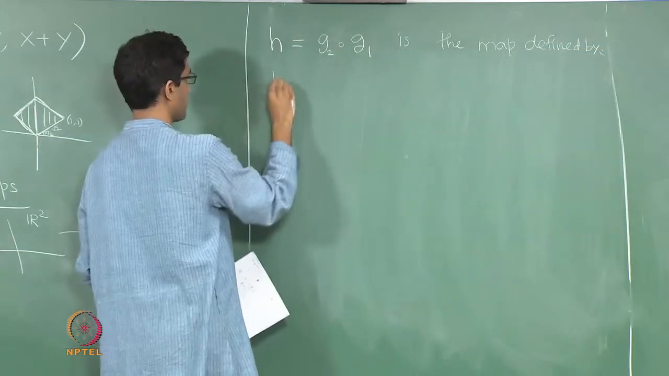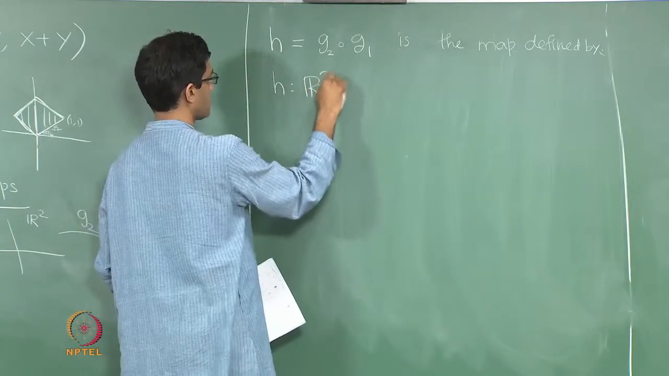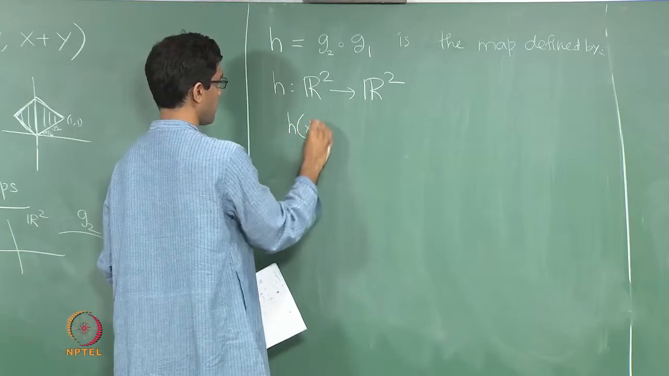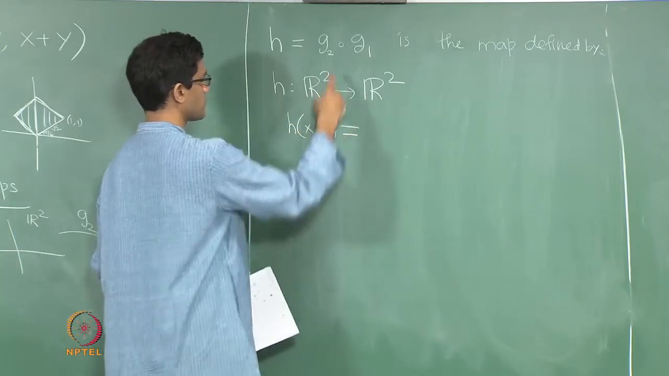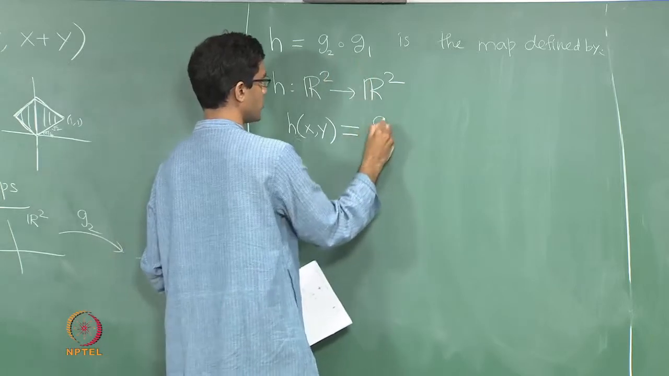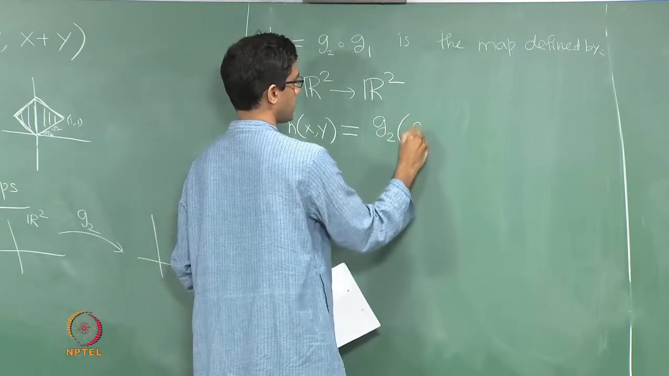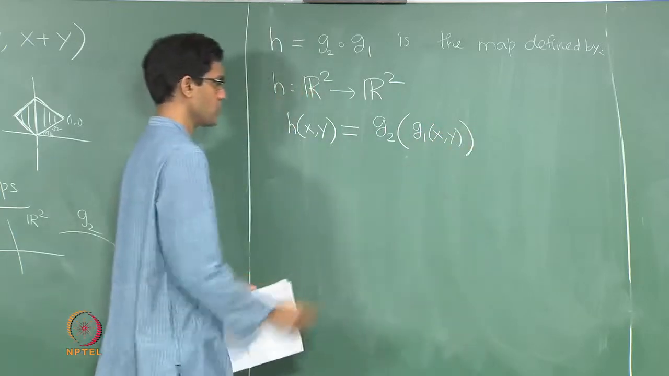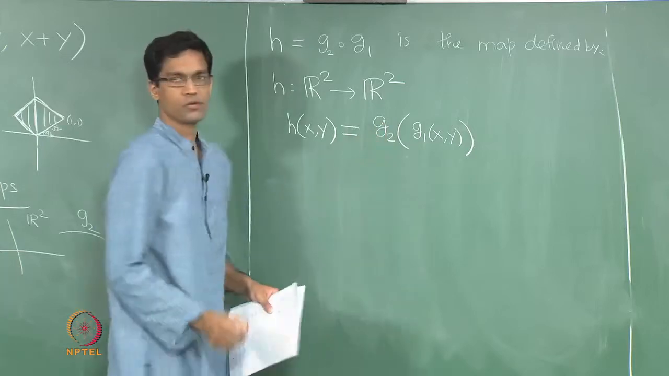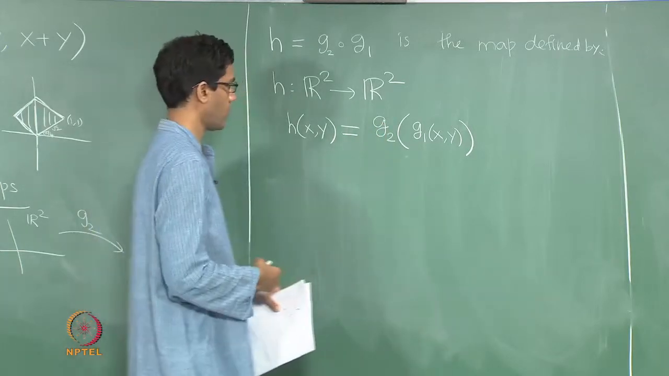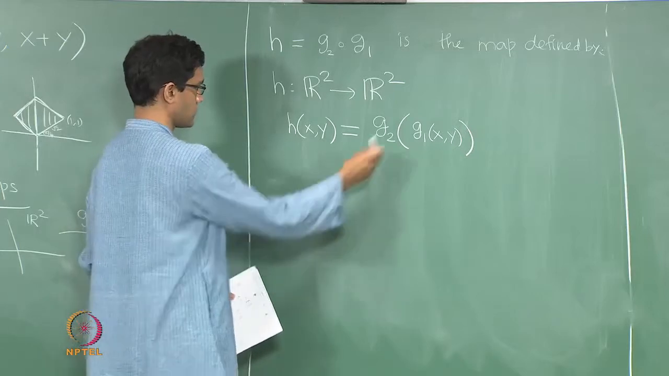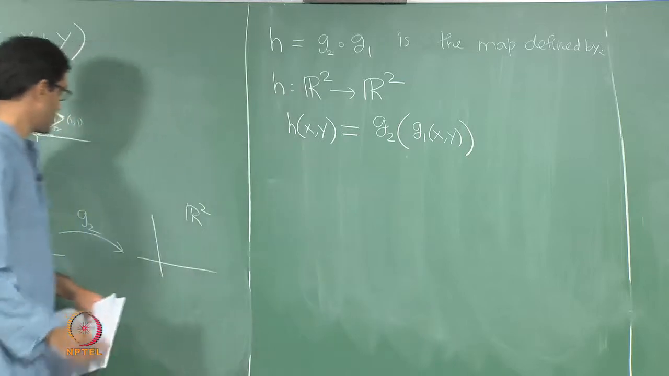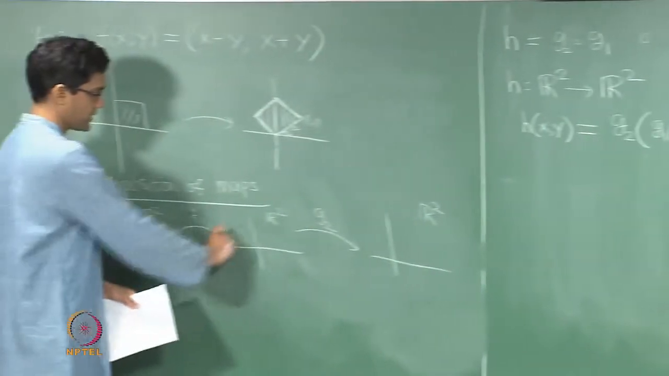So, firstly where is it a map from? It is again a map from R2 to R2. And what does it do? It takes a point x comma y on the plane and sends it to g2 composition g1, so it is g2 evaluated at whatever g1 does to x comma y, right. So, this is the usual notion of composition. You follow one map up by the second one. So, this is another way of saying it. So, you apply g1 first and then you apply g2, right. So, if you do first g1 and then g2.